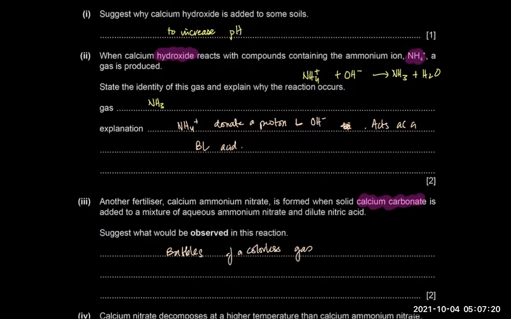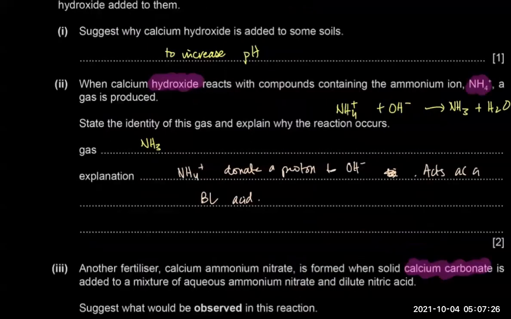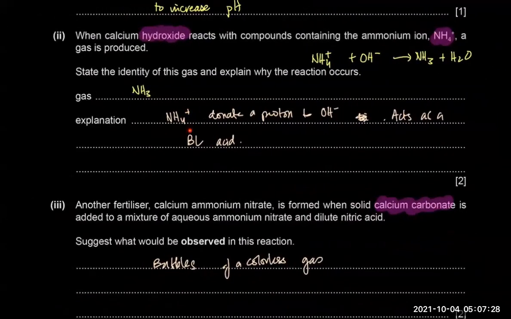Part 2, explain why the reaction occurs. Because NH4 plus acts as an acid, a Bronsted-Lowry acid. So it's a proton donor. So it donates a proton to OH minus. Yeah. So calcium hydroxide is hydroxide.